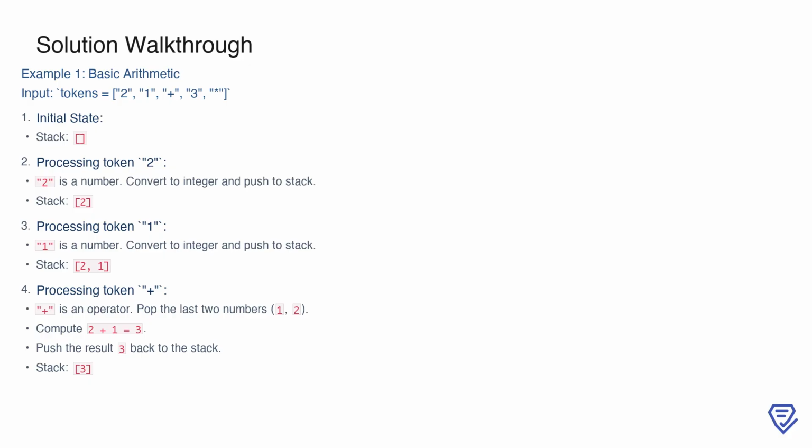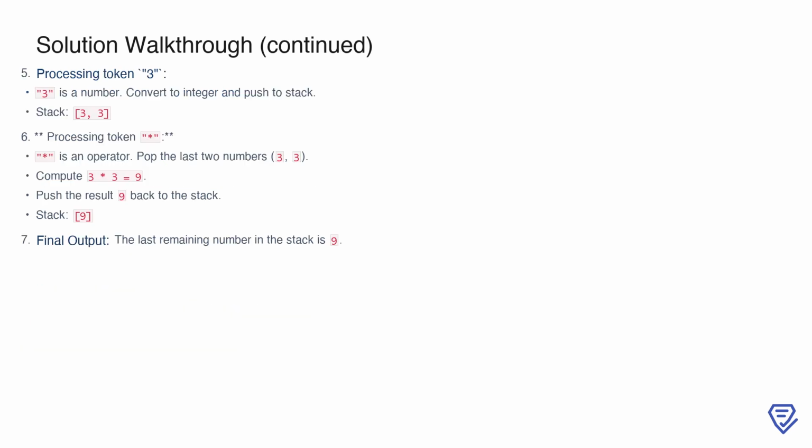Similarly, it's a number, so we convert it to an integer and push it onto the stack. Now, the stack contains 2, 1. Then, the token plus is encountered. As this is an operator, we pop the last 2 numbers from the stack, which are 1 and 2. We perform the operation 2 plus 1, which equals 3, and push the result back onto the stack. At this point, the stack contains 3.